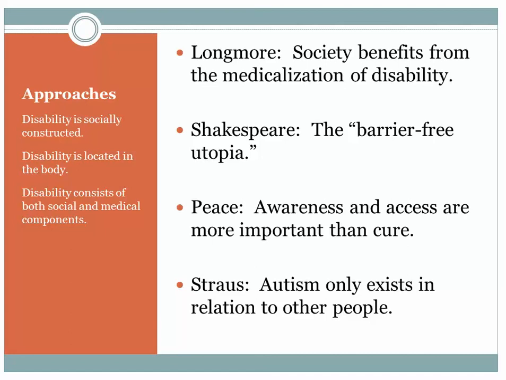We have in Shakespeare his concept of the barrier-free utopia, where he's criticizing the social model of disability, and he says that social model disability thinking says, well, disability is created by people. And Shakespeare, of course, says, well, that's kind of true, but it's also not entirely true. There are some disabilities, or some impairments, that are so profoundly affecting that they really can become disabling in and of themselves.